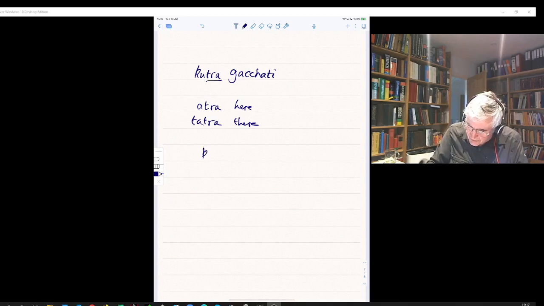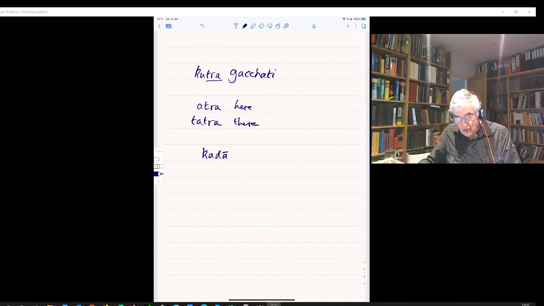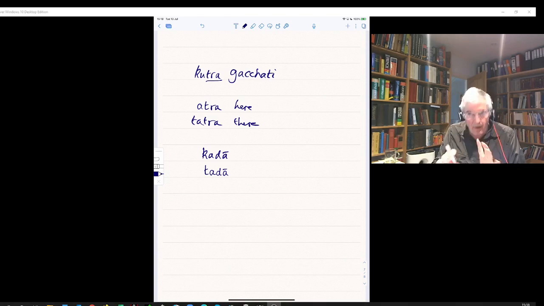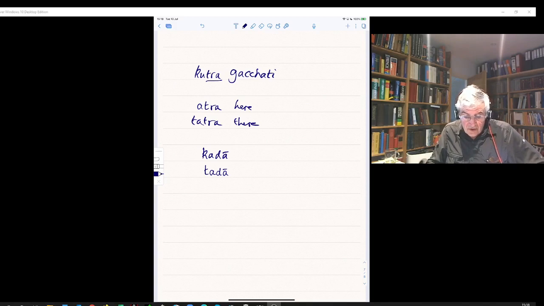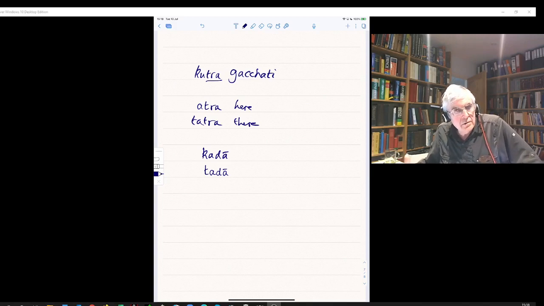And for example, kada means when, as a question. And in Sanskrit, then, tada means then. So learn to spot these patterns, and it'll make vocabulary learning much easier as you go along. So, kutra gacchati, where is he going? Kutra vasasi, where do you live?